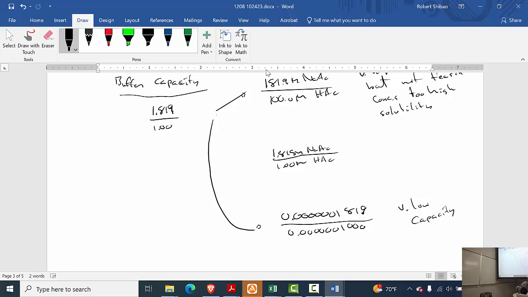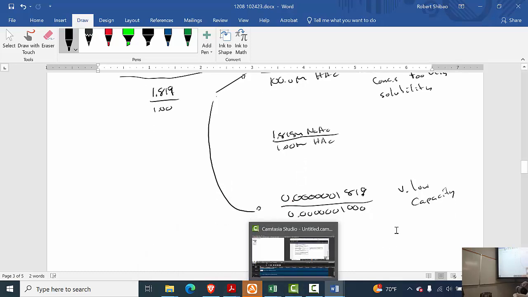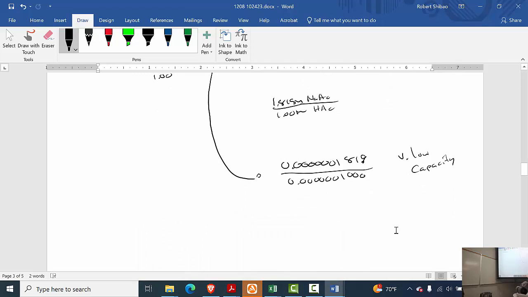What we have in this particular problem is something between these two in terms of capacity. And capacity is the ability to neutralize added acids and added bases to stay stable in terms of pH. Okay, any questions on this? No?